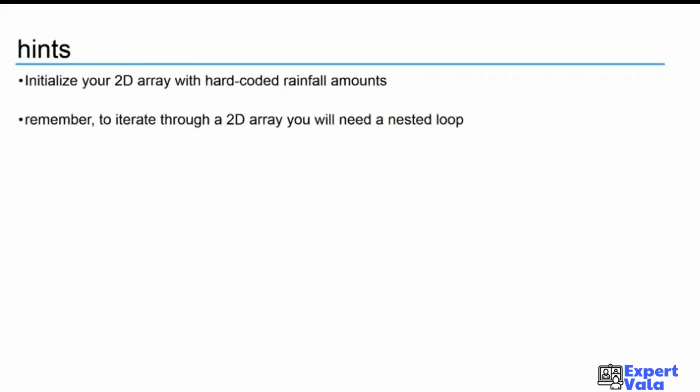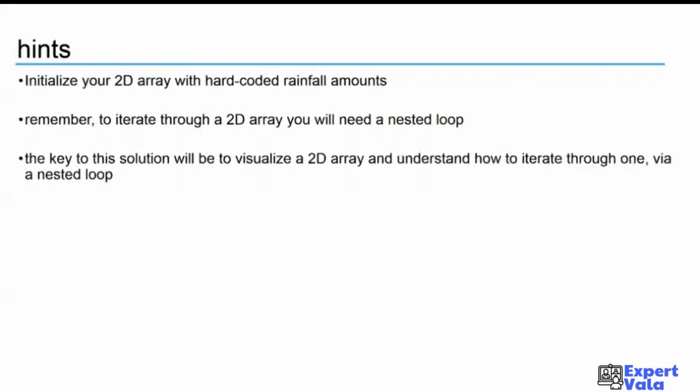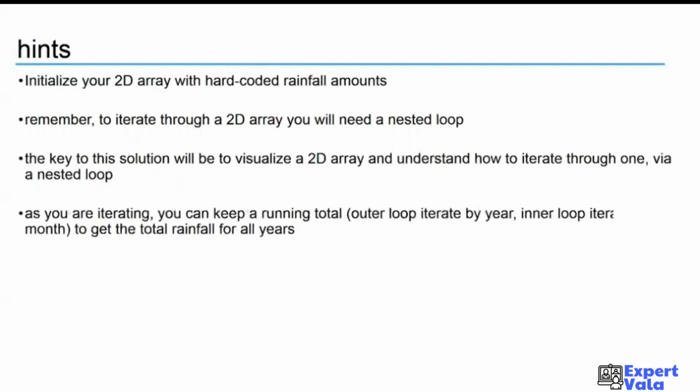And then again, just a reminder: to iterate through a two-dimensional array, you are going to have a nested loop, basically one inner loop. If it was a 3D array, you would have to have two inner loops. The key to this solution will be to visualize a 2D array and understand how to iterate through it with nested loops. If you know how to iterate through a nested array or a 2D array, you are going to be fine. As you are iterating, you can keep a running total, which is our first set of loops. An outer loop will iterate by the year, the inner loop will iterate by the month, and you can keep a running total to get the total rainfall for all years.